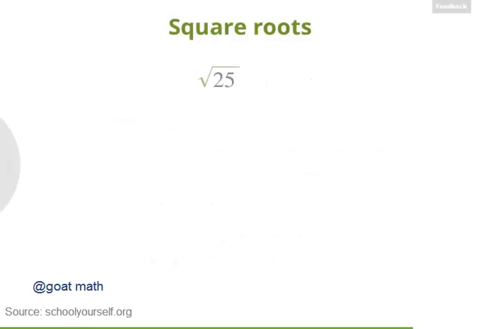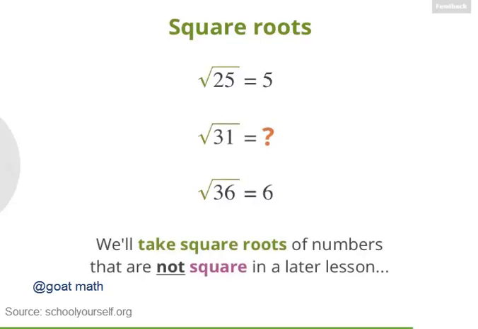So the square root of 25 is 5, and the square root of 36 is 6. But what about for numbers in between? For example, what's the square root of 31? Don't worry, we'll take square roots of numbers that are not square, like 31, in a later lesson.